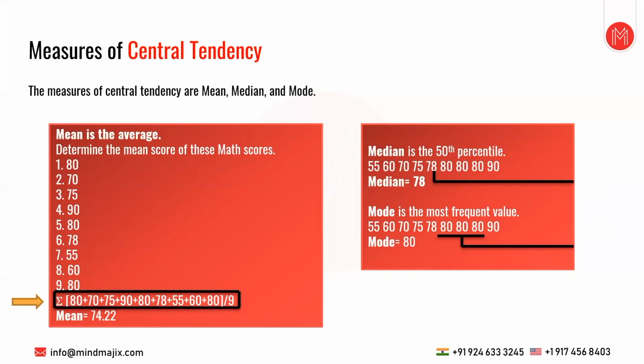And the last thing is the mode. Mode is the most frequent value. The most frequent or recurrent value in the sample set is known as the mode. So here, if you can see, 80 exists 3 times, so that's why 80 is the mode. That's how measures of central tendency work.